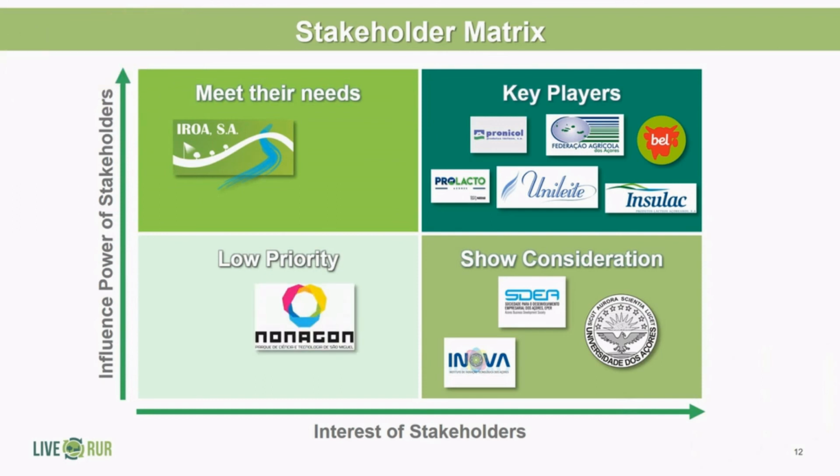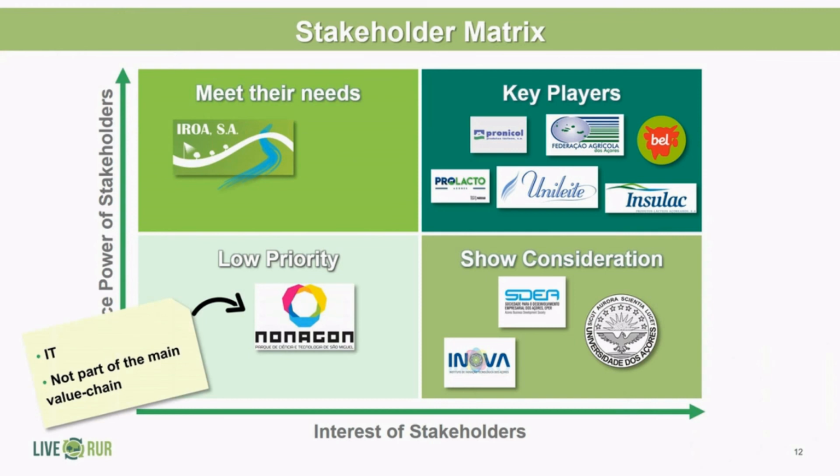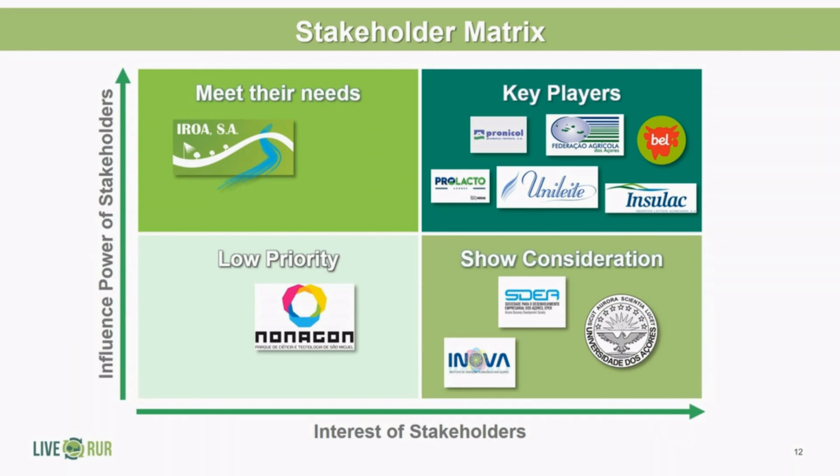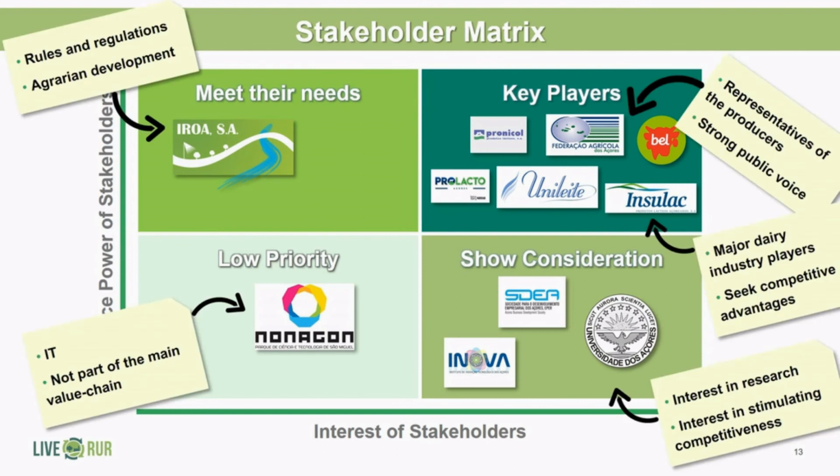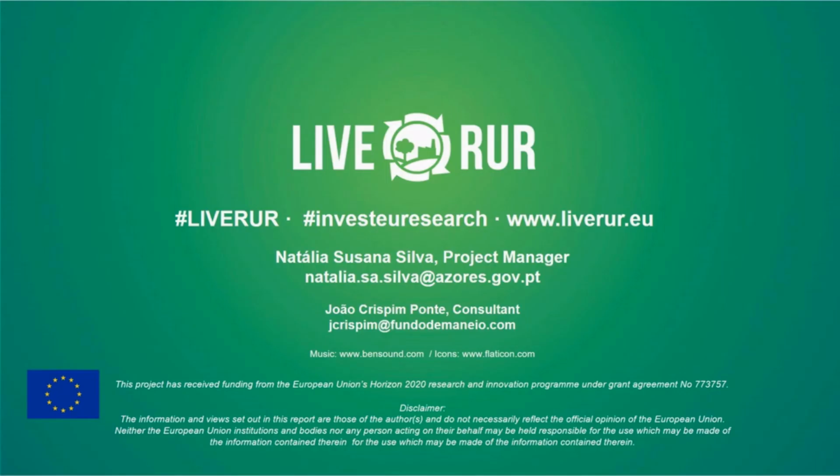Finally, Nonagon, which is another science and technology park in the Azores, is a low priority stakeholder because it is not part of the project's main value chain. However, since it is focused on information technologies, it may be a useful stakeholder in the future, especially for networking purposes. We now have the Living Lab's main stakeholders mapped out. We know why they are important and we have established the best way to interact with them. It is now time to pick up the phone and write some emails. In the next video, we will be planning service creation.